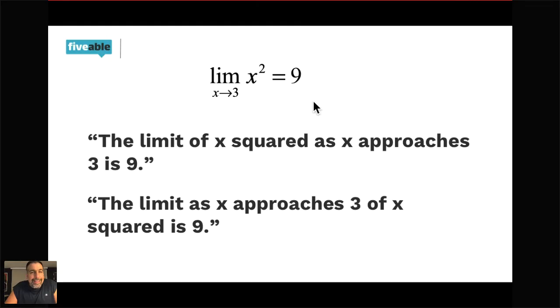What I want you to pay attention to is that there are really 3 parts to it. You've got the LIM, which signals that you're doing a limit. You've got the x squared, which is your function, and you've got the x goes to 3 part. Leave any one of these parts out and the limit doesn't make sense. So be sure that as you're writing limits and using limits, you're filling all 3 of these parts.